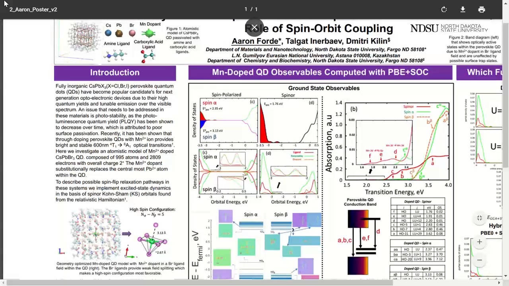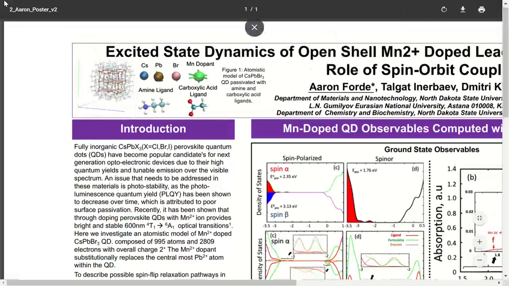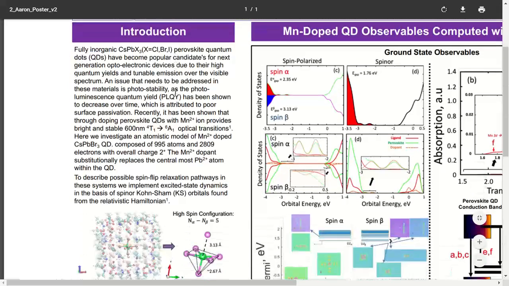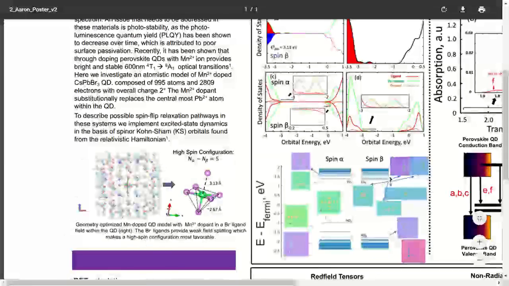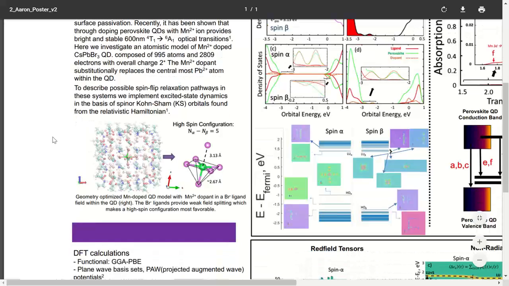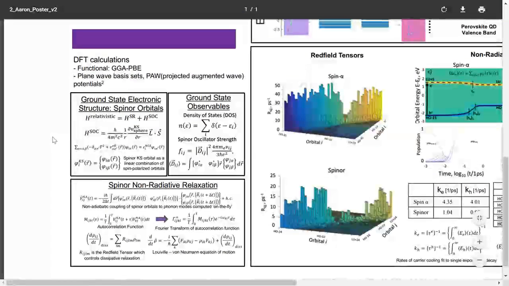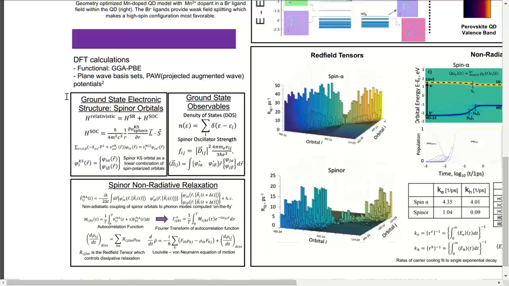I didn't highlight it earlier, but this is our model up at the top. It's our perovskite quantum dot, and in the very center it is doped with a transition metal, and it has a bromine halide field around it. These are just some equations we use to compute the observables in these systems.